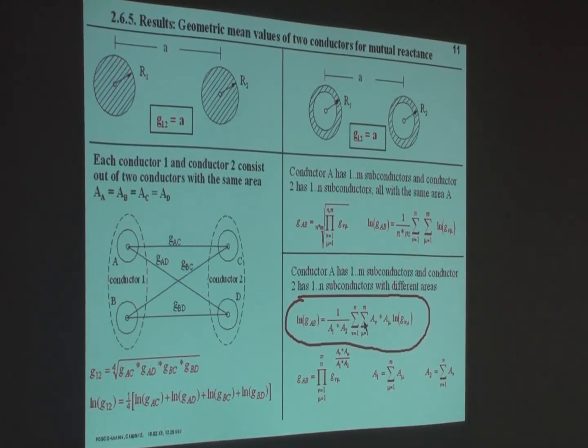You can use this formula, or you can use a simple formula. Then you have ln GA. It's too long. I need ln GA.